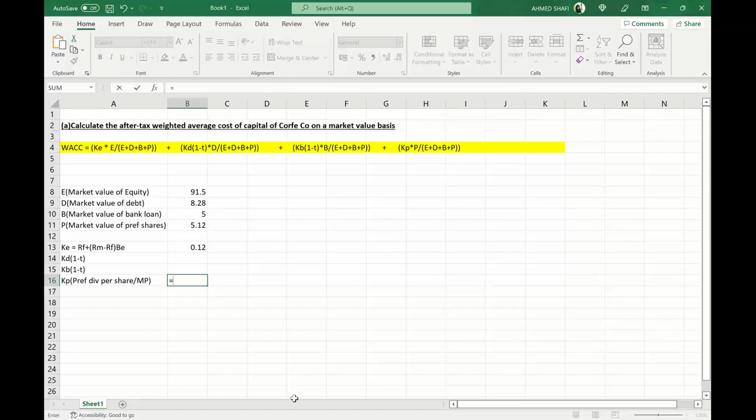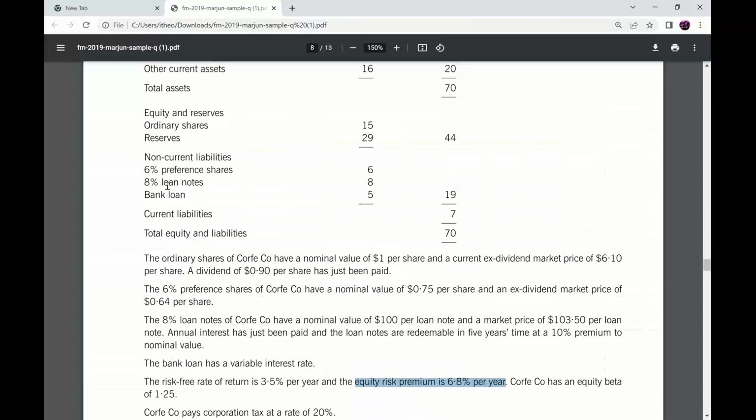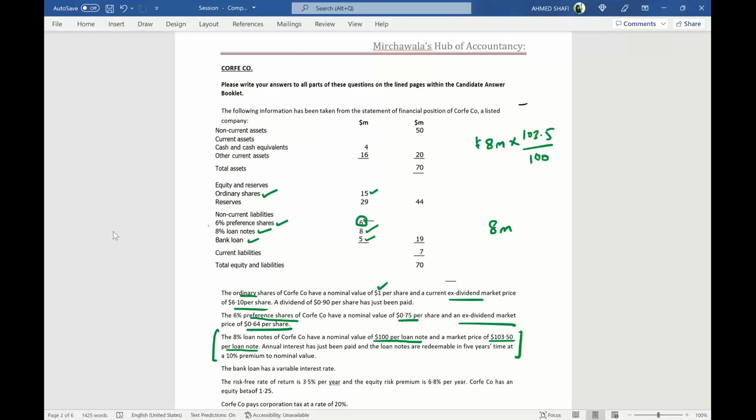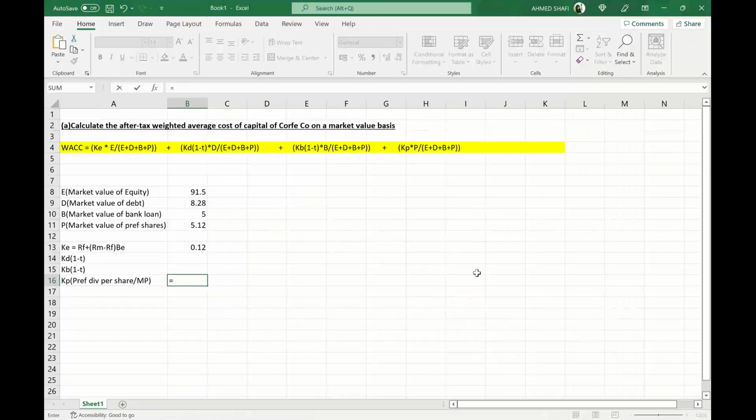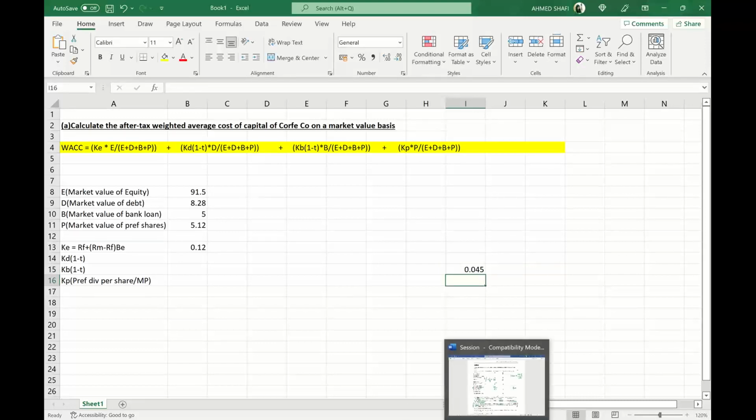So as you all know, to get the preference dividend per share, we will refer to the question. Preference dividend is paid at 6%. This percentage mentioned is the preference dividend percentage. 6% of what? Always the par value. And the par value is 0.75. So 6% of 0.75 is the preference dividend per share: 0.045.